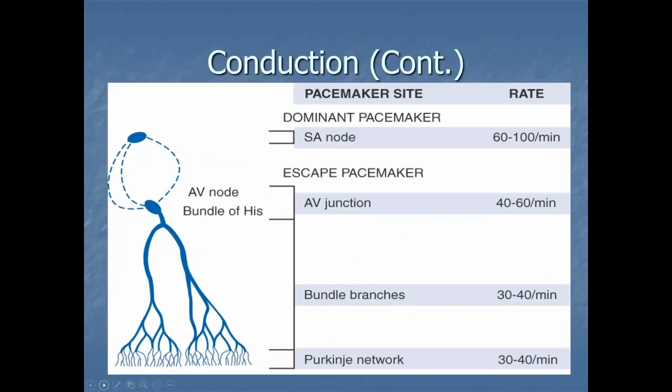And a little more granularity on this conducting system. So the SA node, which is what I referred to earlier, will conduct for an adult at 60 to 100. The AV node or AV junction will conduct at a lower but generally sufficient heart rate of 40 to 60. And then you can go all the way down to the Purkinje fibers, which will conduct at a slow rate of about 30 to 40.